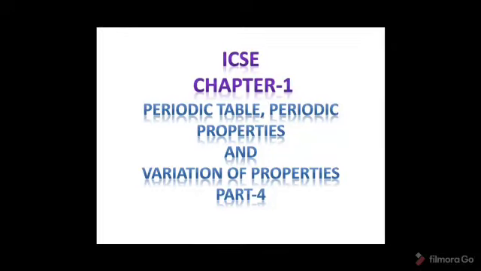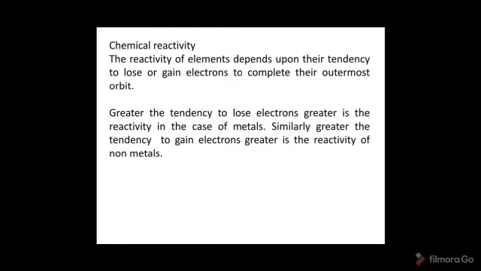Hello students, today we are going to discuss grade 10 chapter 1, periodic table, periodic properties and variation of properties, part 4. In previous videos we discussed atomic size, metallic and non-metallic character, electron affinity and ionization potential. In this video we discuss chemical reactivity.